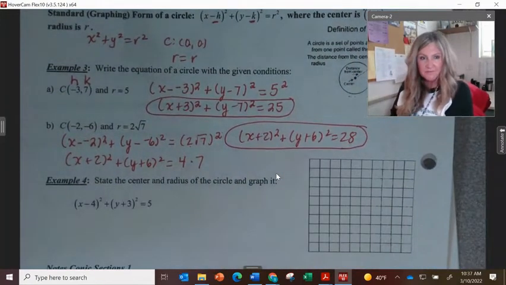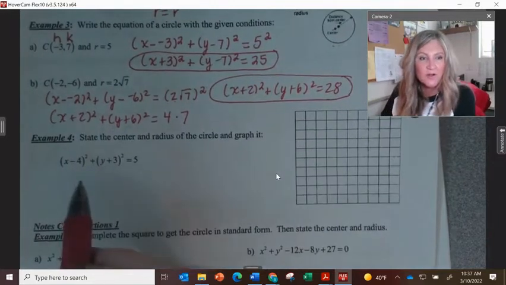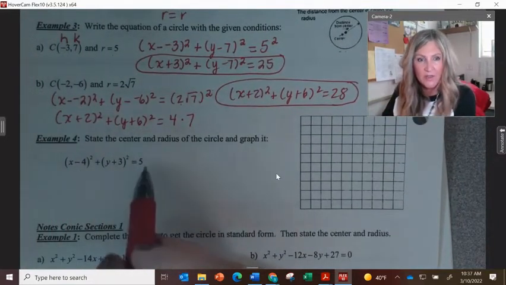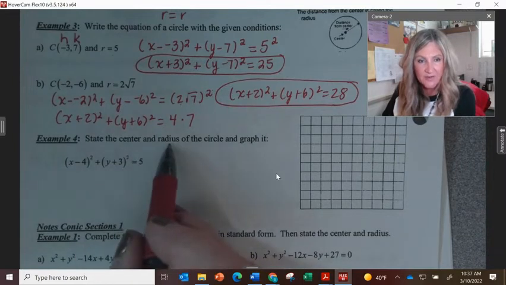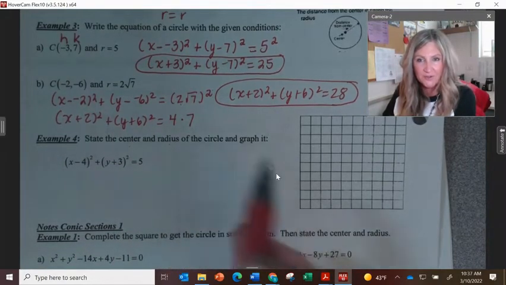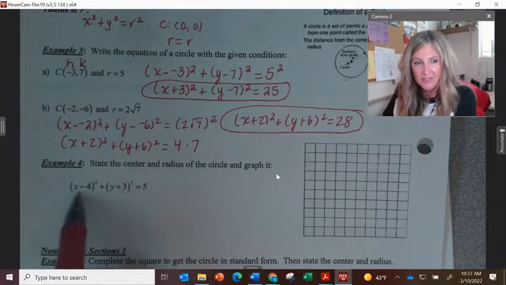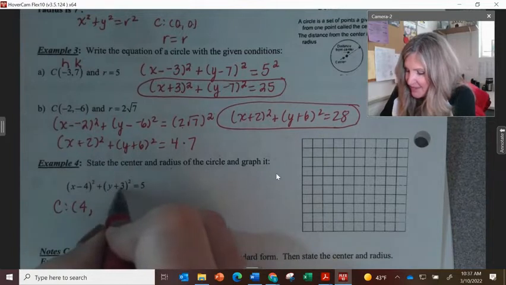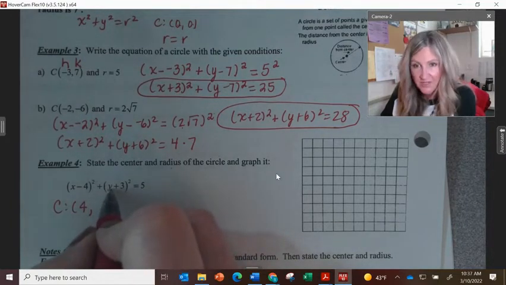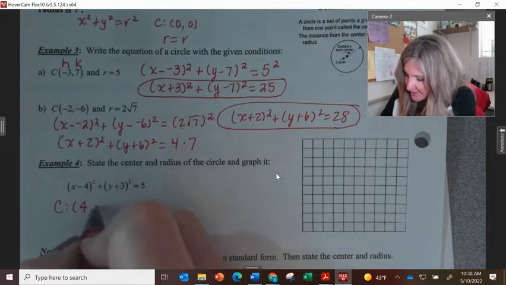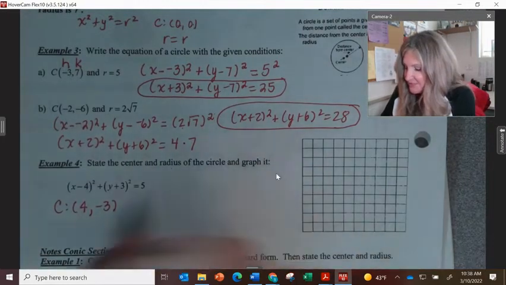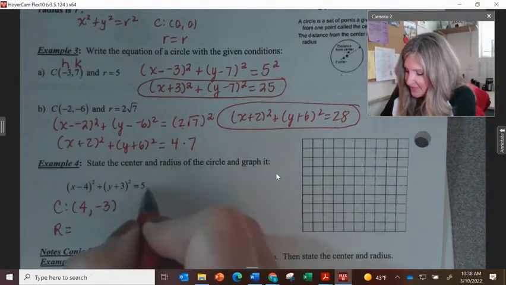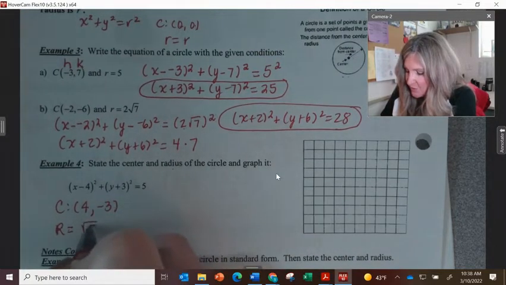Okay. And we're going to do one more where we are given the equation and we want to be able to state the center, the radius, and we want to be able to graph that circle. All right, well, think about it. Normally our center is at 0, 0, but now we have a shift to the right, 4. So our center is now going to be at 4. And we have a shift. This is with the y, so this is going to affect us up and down. If we replace y with y plus 3, that's going to shift us down 3. So it's going to be negative 3. There's our center. And then our radius is going to have to be equal to the square root of this number. So square root of 5.